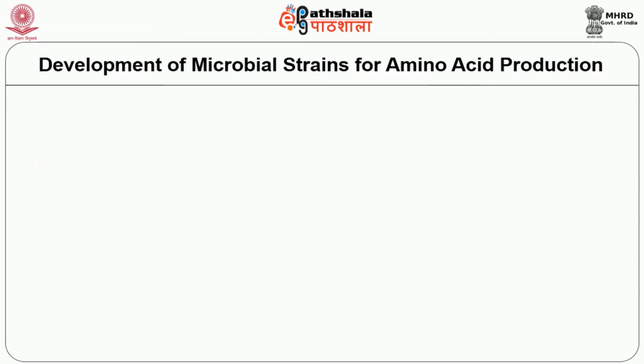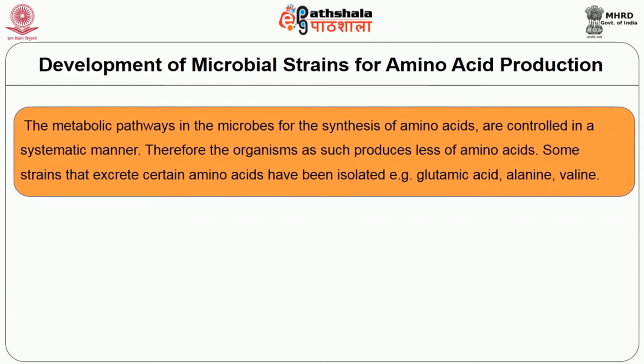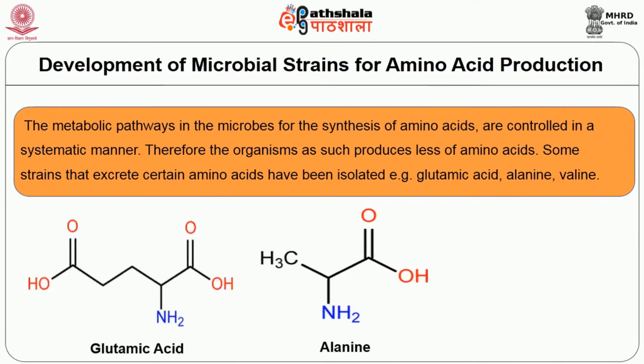Next, let us discuss the development of microbial strains for amino acid production. The metabolic pathways in the microbes for the synthesis of amino acids are controlled in a systematic manner. Therefore, the organisms as such produce only a small amount of the amino acids. Some strains that excrete certain amino acids have been isolated. Example, glutamic acid, alanine and valine.